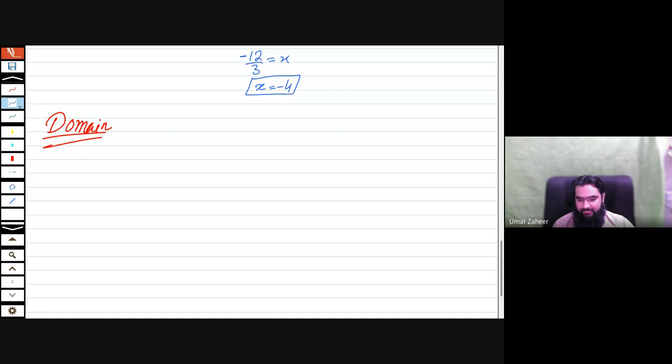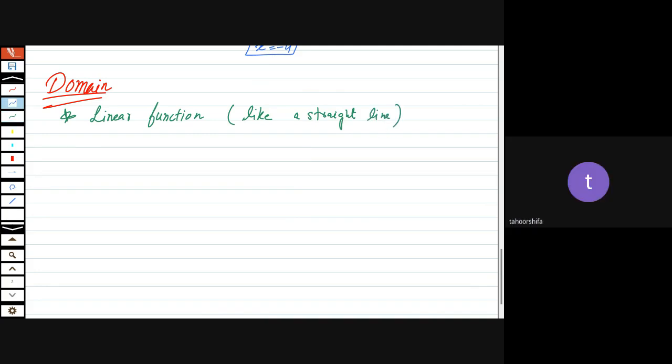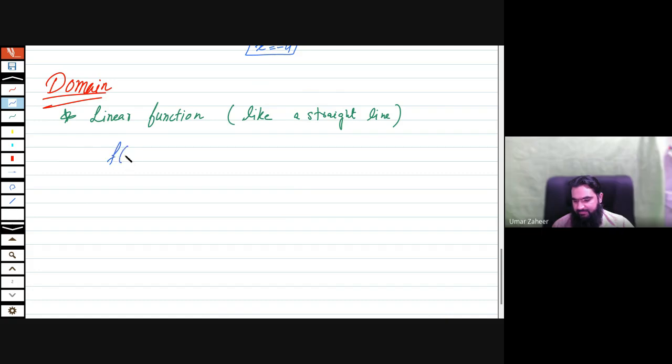Always remember the first type of function, that is linear function. A linear function is a function in which the maximum power of the variable is 1. Because we know that a linear function always shows a straight line. For example, you have f of x is equal to 2x plus 5.